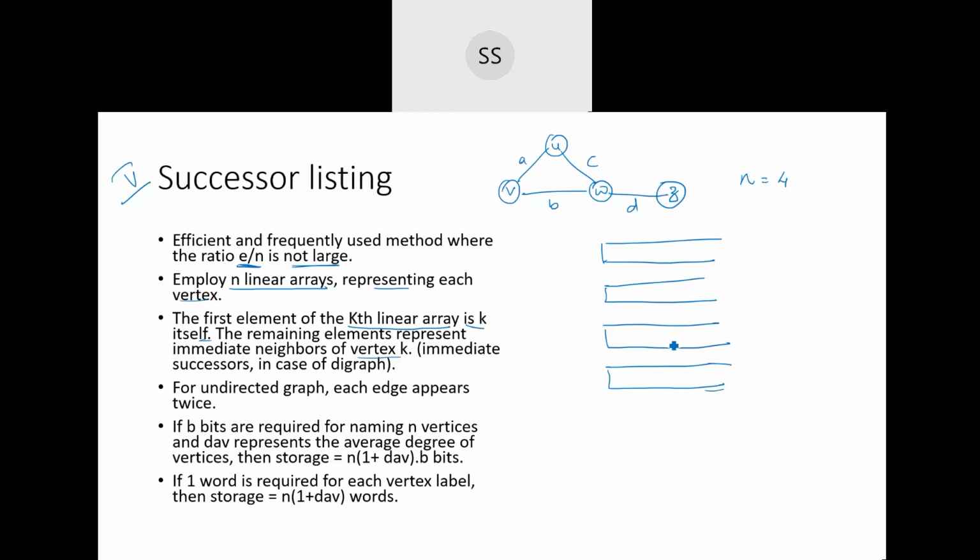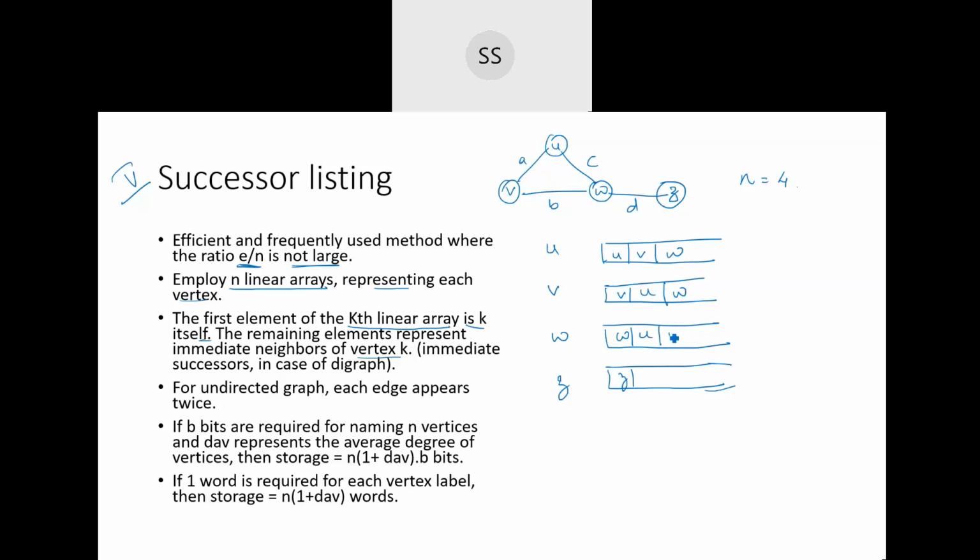Now this is for vertices U, V, W and Z. And we have said that the first element of the kth linear array is k itself. So for U, the first element will be U, for V the first element will be V, for W it will be W, and for Z it will be Z. That is done. After that, remember that the remaining elements represent the immediate neighbors of vertex k. So for U the immediate neighbors are V and W. So we will write V and W here. What about V? Immediate neighbors are U and W. I'll write it as U and W. What about W? It is U, V and Z.